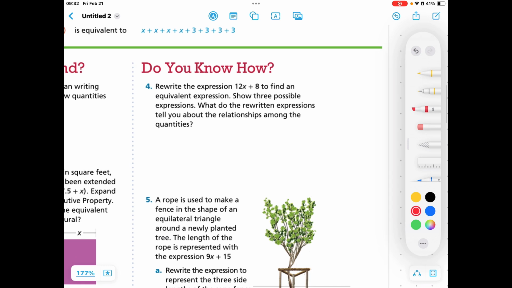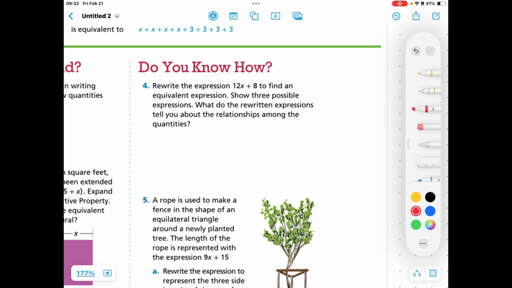So looking at the very top, number 4, rewrite the expression 12x plus 8 to find an equivalent expression. Show 3 possible expressions. What do the rewritten expressions tell you about the relationship of the quantities? So there's a lot to do in this example. It's not just one little step. Now, I would take it one piece at a time.